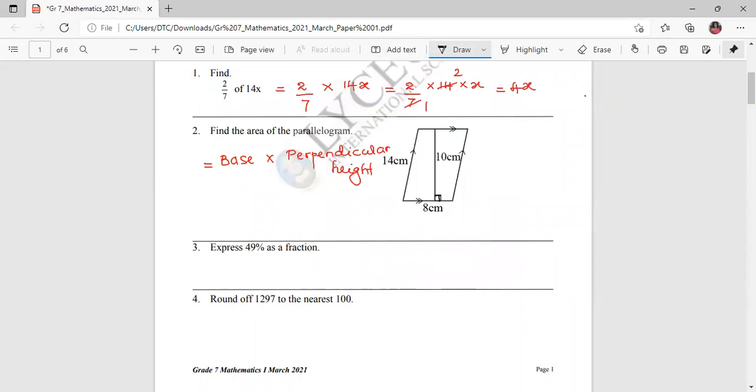Here you can find the 90-degree angle, right? So then this will be the base, right? So this will be the base and this will be the perpendicular height, right?